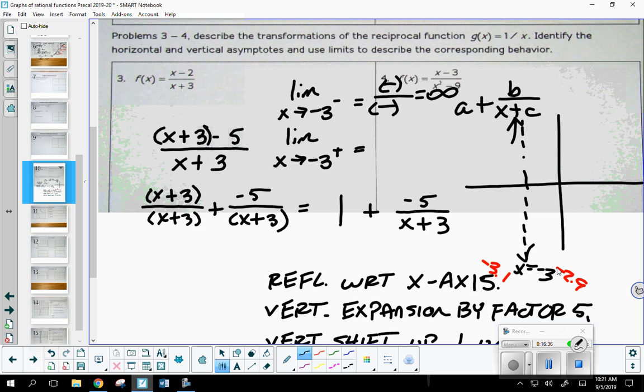Okay. It's not a guarantee. It's probably a good bet, but it is possible for both sides to go to positive or negative infinity. So I always encourage you to look. So we took care of the -3.1. Well, now let's just do the same thing with the right side.